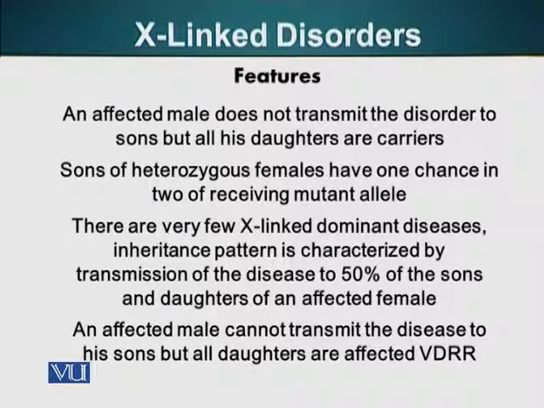There are very few X-linked dominant diseases. The inheritance pattern is characterized by transmission of disease to 50% of the sons and daughters. If it is an X-linked dominant disorder, it will be transmitted equally to sons and daughters, since both have a 50% chance. Even daughters, if they get a defective X chromosome carrying a defective gene, will also be affected. An affected male cannot transmit the disease to his sons, but all daughters are affected. This also makes sense according to what we have just talked about.